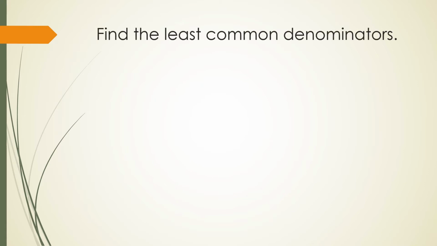Now, let's move on to quadratic equations that involve rational expressions. We must recall the concept of finding the least common denominator of rational expressions. So, let's find the least common denominators. Number 1, 1/4 plus 2/3. What will be our LCD? Very good. The LCD is 12.